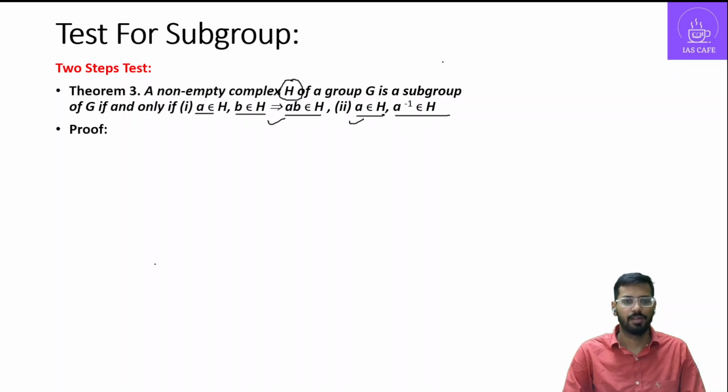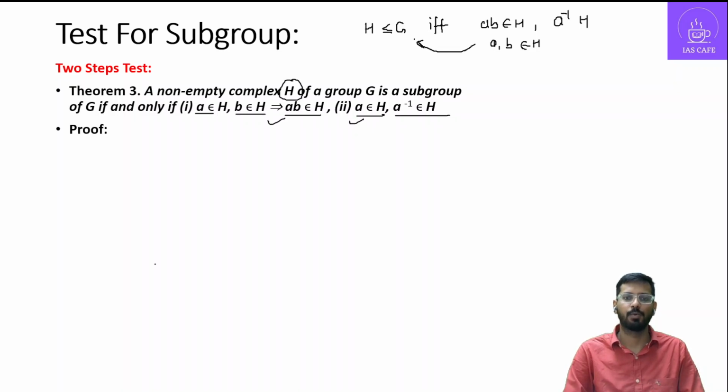So here we have to prove that H is a subgroup of G if and only if AB belongs to H and A inverse belongs to H whenever a and b belong to H. First we will take these two conditions and prove that H is a subgroup of G. Then we will take H is a subgroup of G and prove these two conditions. So first we will take the necessary condition.